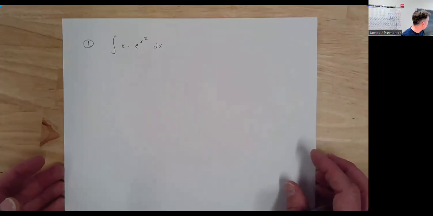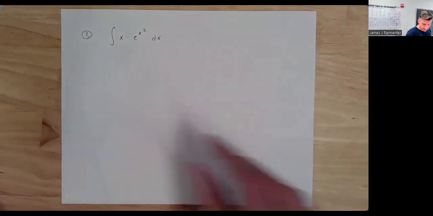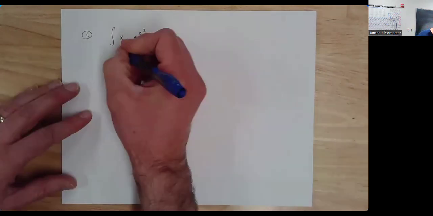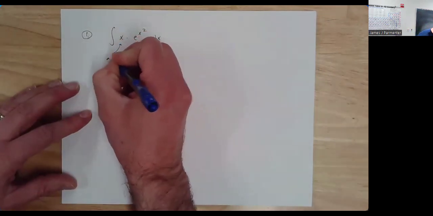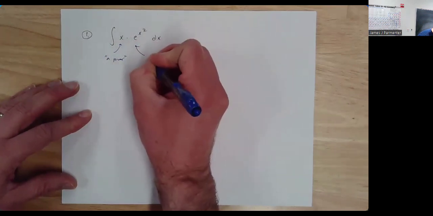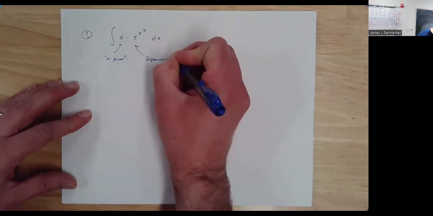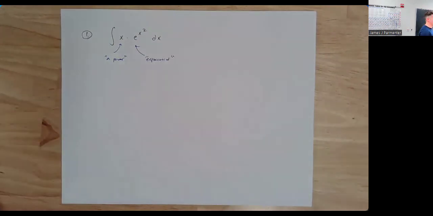I'll click over there and it'll undo it. So I will say I have a mixture here, right? I have a power of x and I have an exponential, or an e to the something. So when I have a mixture, what am I going to do first?